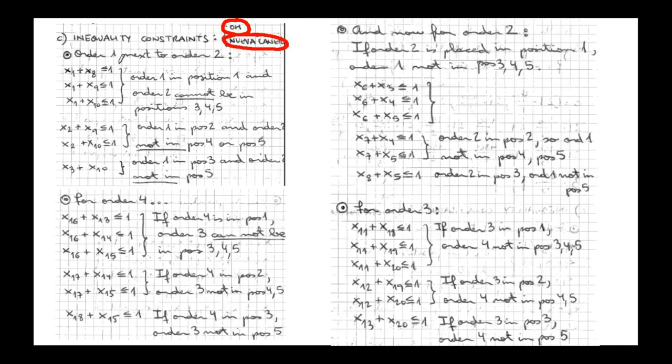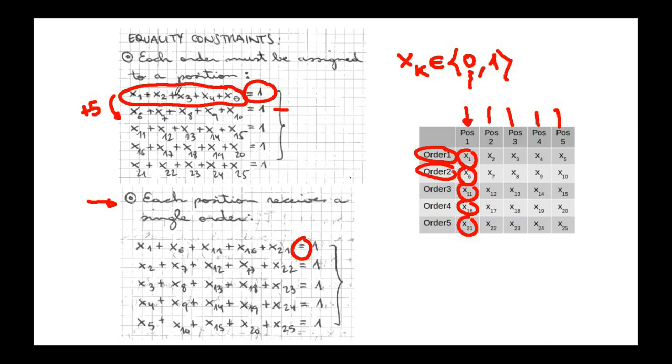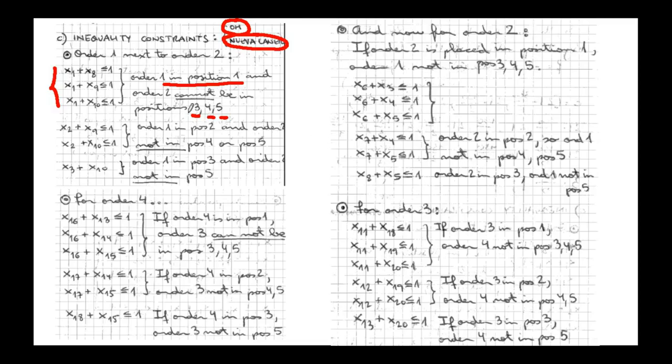So here we have, first of all, order 1 must be next to order 2. If order 1 is in position 1, order 2 cannot be in positions 3, 4, and 5. That's what I'm telling here. Let's have a look. Order 2 in positions 3, 4, and 5 are these elements here, x8, x9, and x10. So that's why x1 plus x8 must be smaller or equal than 1.